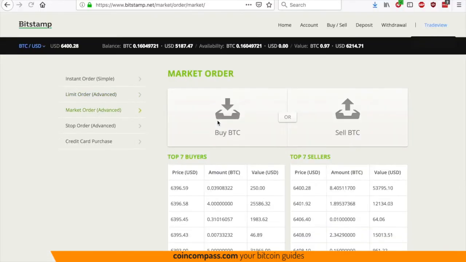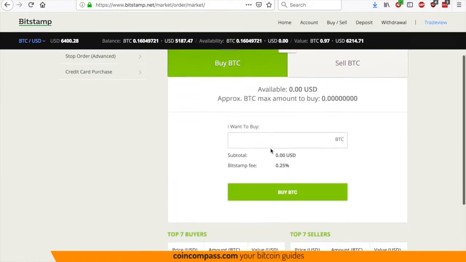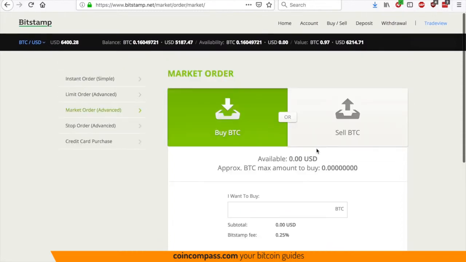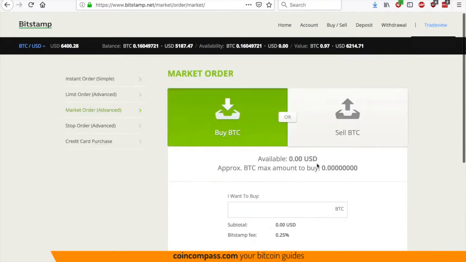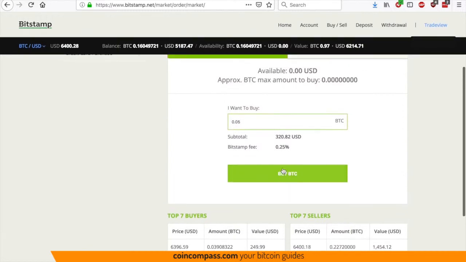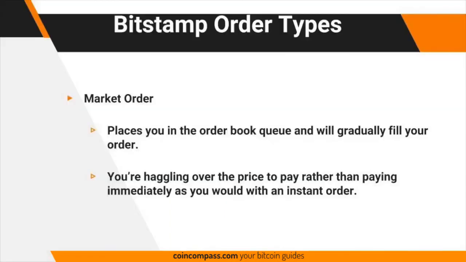So to issue a market order, it's not that dissimilar to an instant order. You just click on market order and then you click on buy Bitcoin. It's going to tell you how much funds you have available. So just remember, you can only do a market order if your Bitstamp account is already funded, and you'll just type in how much Bitcoin you want to buy. That will give you the subtotal and the fee involved. And then you just click buy Bitcoin and that will place you in the order book. And again, this won't get processed immediately. It might take anywhere from a few minutes to a few hours, depending on the liquidity on Bitstamp.